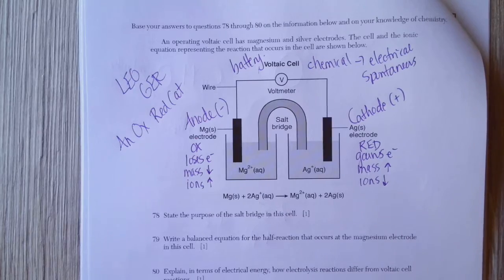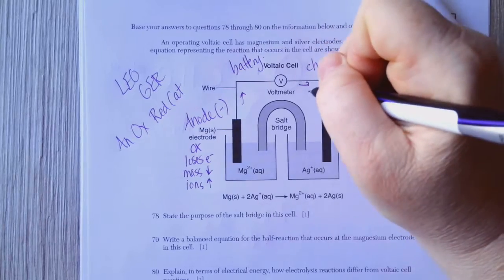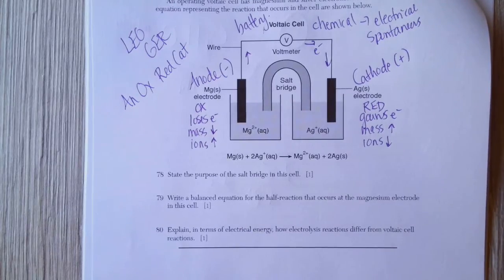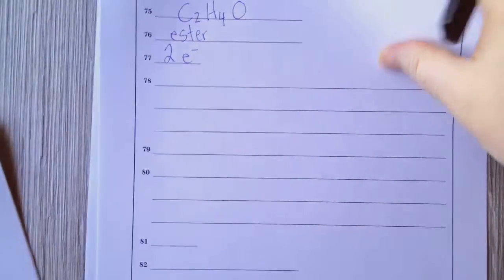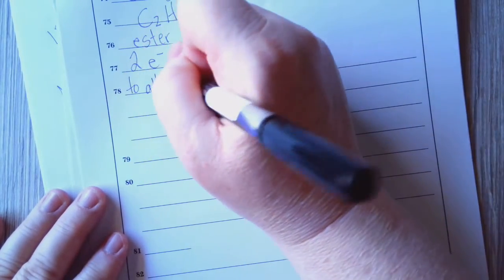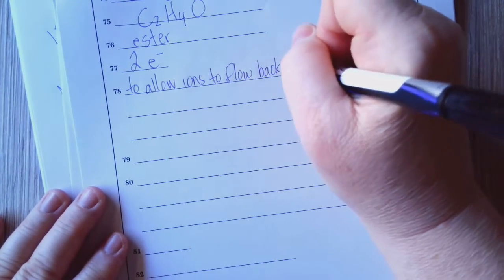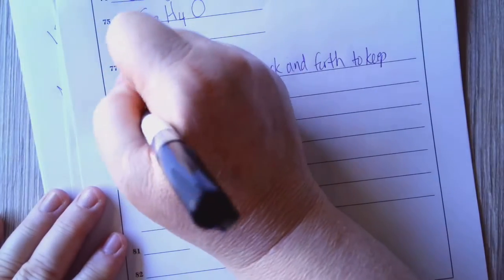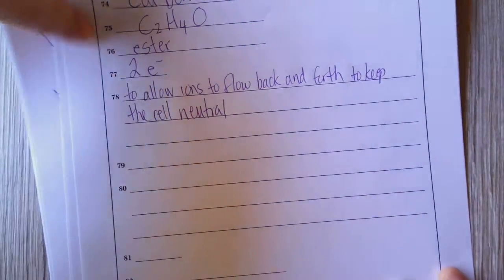Okay. That's a lot. We have electrons flowing through the wire. The electrons flow through the wire from anode to cathode. Okay, so let's see. State the purpose of the salt bridge. Okay, so that's just remembering. What is the purpose of the salt bridge? The purpose of the salt bridge is to allow ions to flow back and forth to keep the cell neutral, right? That's the purpose of the salt bridge.